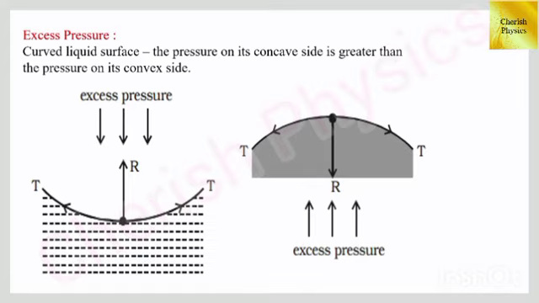The second diagram shows the convex surface of the liquid and here the resultant force is acting downwards and the excess of pressure is acting in the upward direction. In both the cases, the excess of pressure acts on the concave side of the curved liquid surface. This implies that there is an excess of pressure on the concave side of the curved liquid surface over the pressure on its convex side due to surface tension.